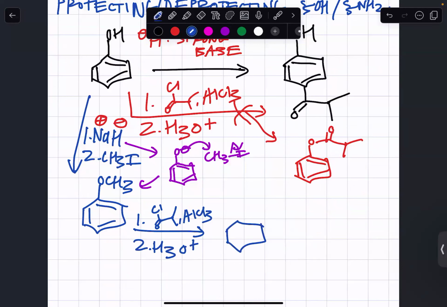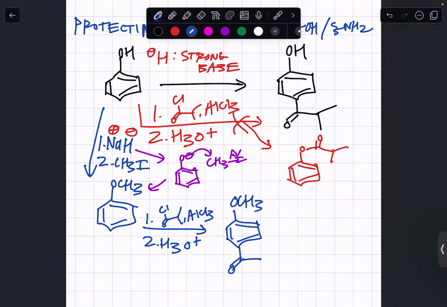Wait, did Lievens go over this? If you didn't, I don't want to overwhelm you guys with all this material here. Did Lievens go over protecting the OH or NH2 group and deprotecting it? Or was it like she said it's too much material, let's skip over this?